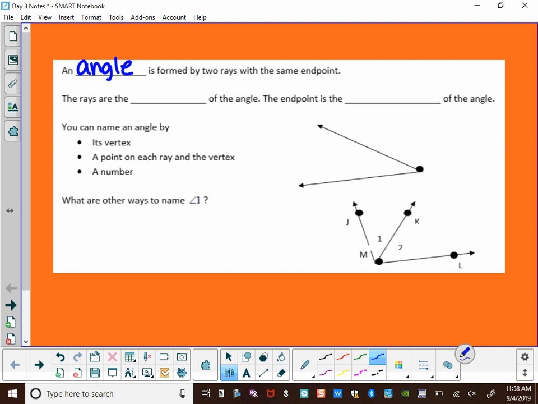All right, the rays are the sides of the angle, and the end point is the vertex of the angle. Then it says you can name an angle by 3 different ways. The vertex. Before we get started, I want you guys to label this angle with 3 points. So let's write A, B, and C.